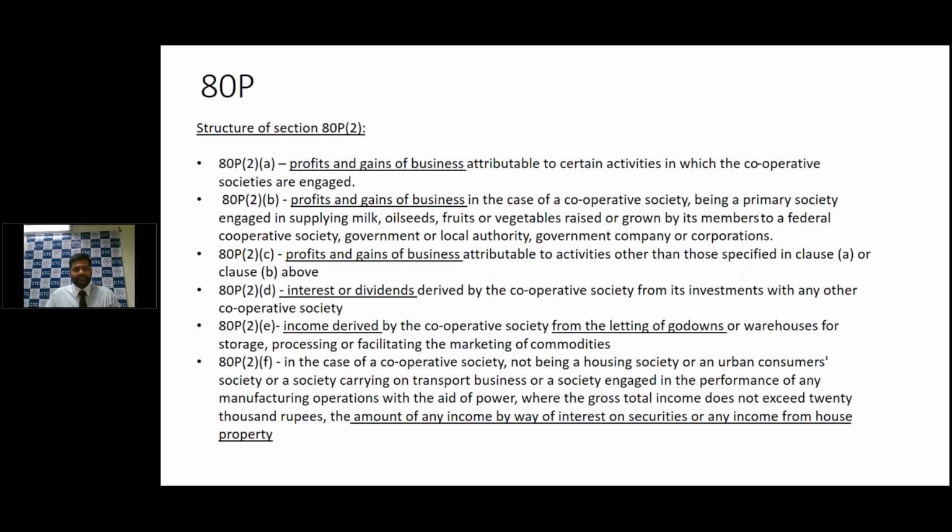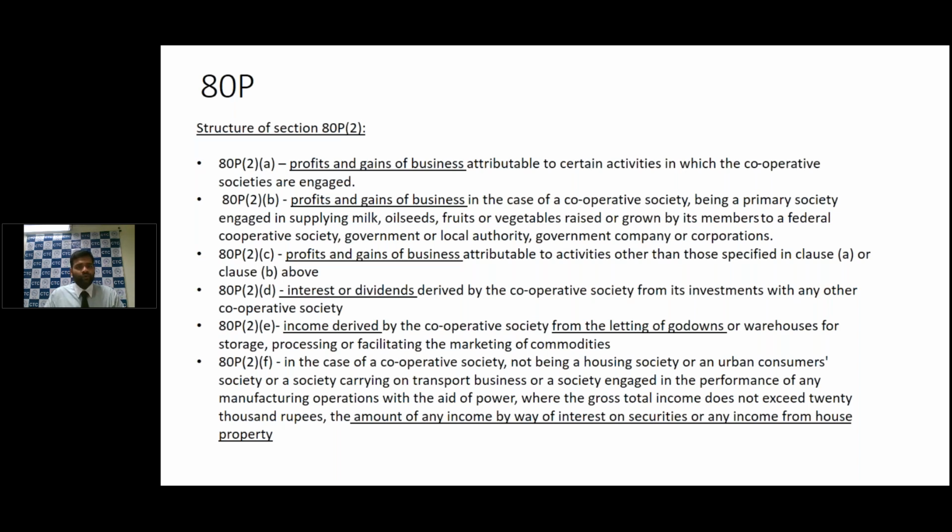Clause E deals with the income derived by a cooperative society from letting of godowns or warehouses for storage, processing, or facilitating the marketing of commodities. And F deals with a cooperative society other than a housing society, urban consumer society, society carrying on transport, or society engaging in performance of any manufacturing operation with the aid of power, where the gross total income does not exceed 20,000 rupees, on any amount of income by way of interest on security or income from house property.